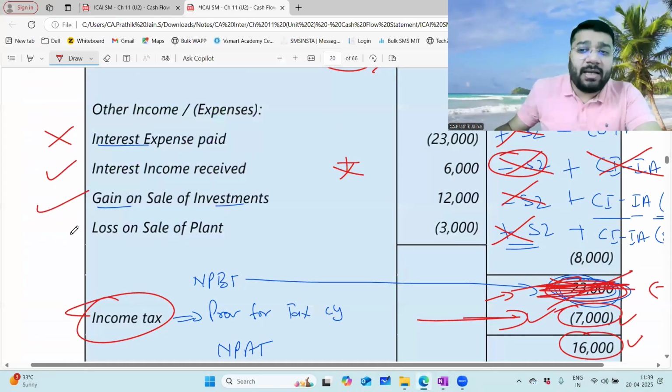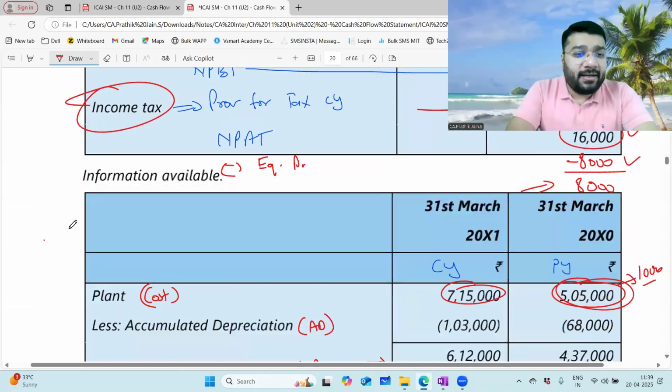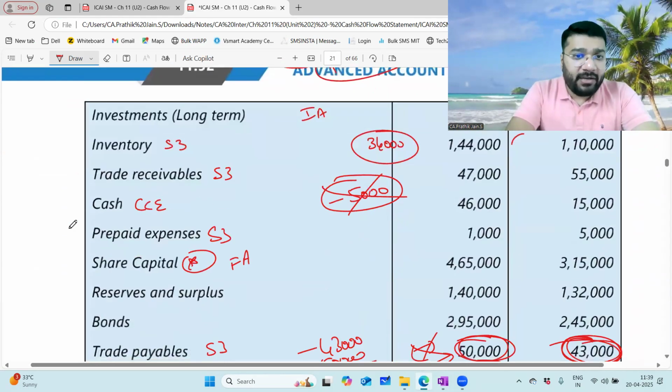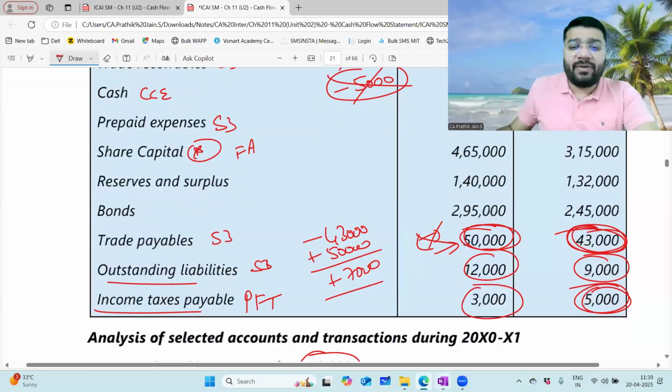Loss on sale of plant already taken care. Loss on sale also is taken care. Income tax okay. Plant okay. Investment okay. Everything is taken care of. Sir, everything taken care of in the investment activity.